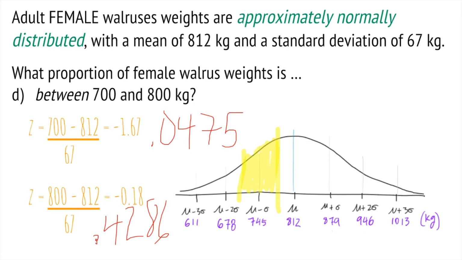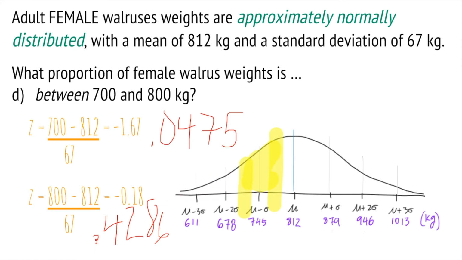The reason that I'm doing that is because if I found the area less than 800, that would be all of the stuff right here. And then if I find the area less than 700, that's this area. So by subtracting those two areas, I end up with what I want, which is just this little section right there. So that's why I'm subtracting them.